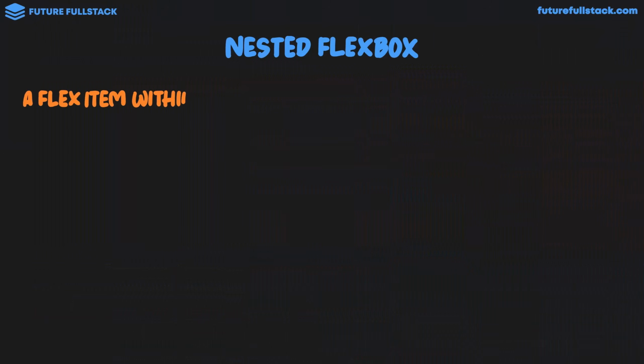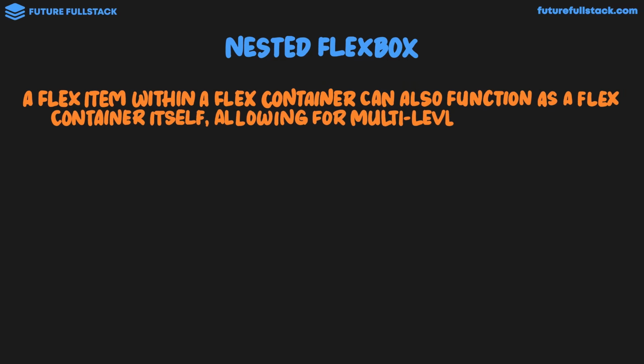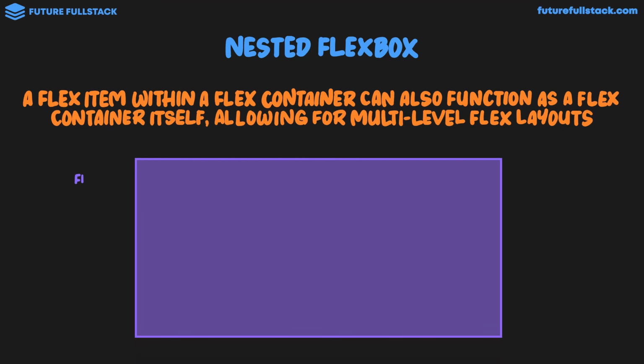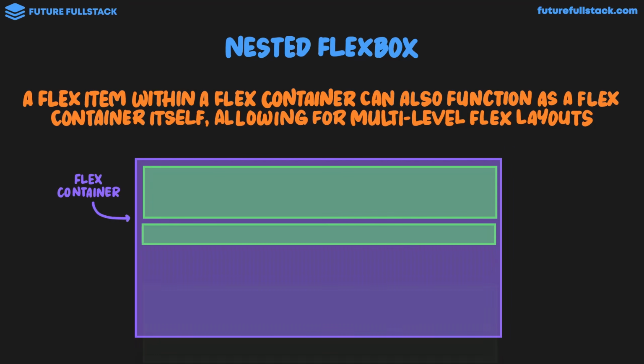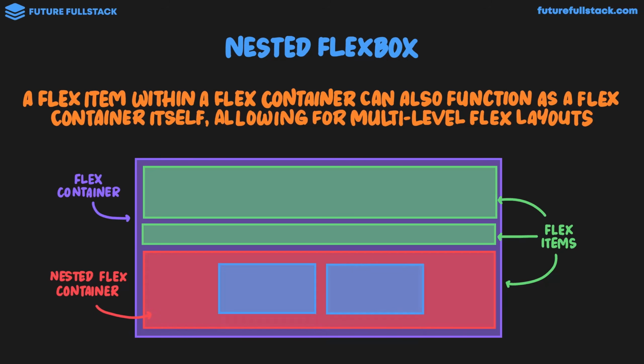So a Flex item within a Flex container can also function as a Flex container itself, allowing for multi-level Flex layouts. Looking at this in diagram form, we have our first Flex container, we have our different Flex items. We can then make one of our Flex items a Flex container. And because this Flex container is within another Flex container, we would call it a nested Flex container. And of course, this nested Flex container will have its own Flex items, shown in blue here, which we could call nested Flex items. So let's go play around with this inside VS Code.